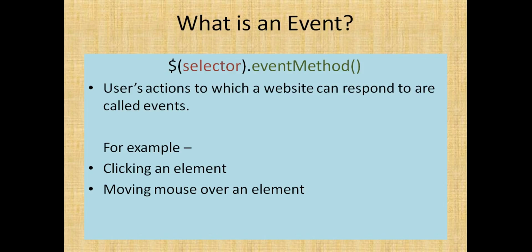So here, as you can see, the syntax of an event method. After an element is selected using a selector, we can use an event method on it and perform the desired action on it. What is an event? An event is a user's action to which a website can respond. Examples of some events are clicking an element, moving your mouse over an element, or even moving your mouse out of an element.